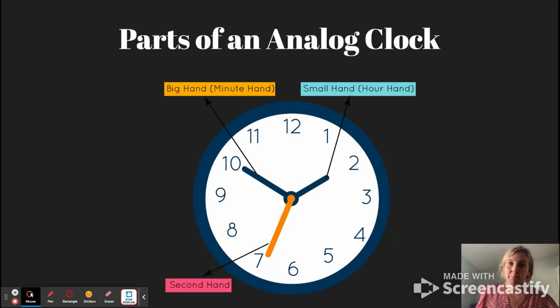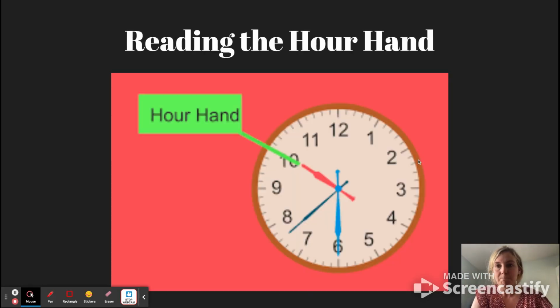So first we're going to talk about the parts of an analog clock. First you'll see the small hand here. That, boys and girls, is the hour hand. And a good way for our brains to remember that is hour is spelled with only 4 letters. It is a shorter word, just like the hand on the clock is smaller. And the big hand, representing the minute hand, well, minute is a longer word than hour, so minute is a longer hand. Just a good trick for your brain to remember.